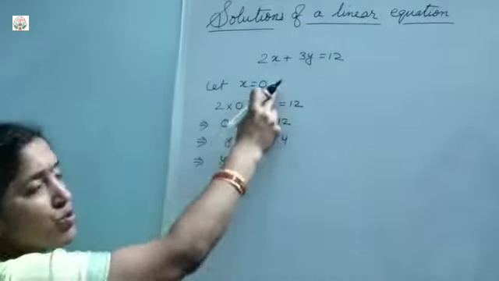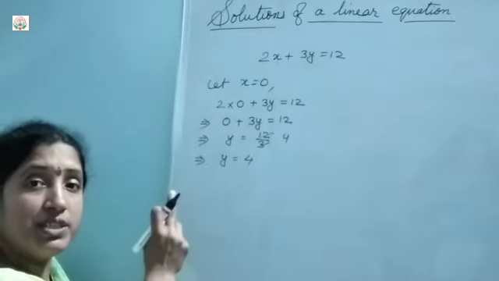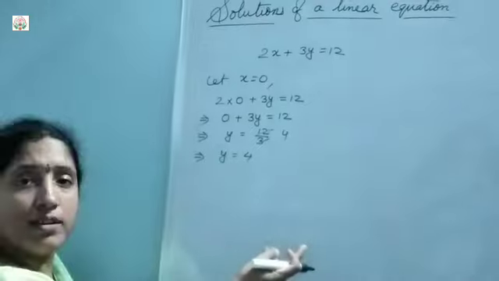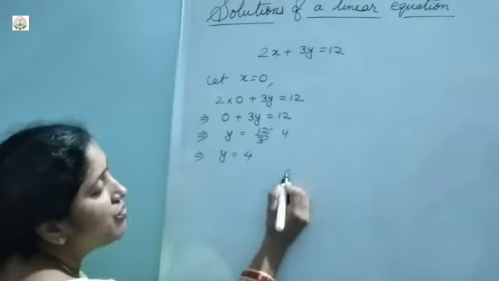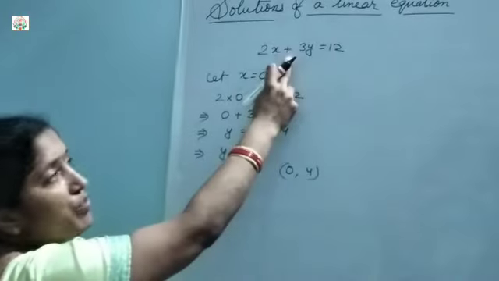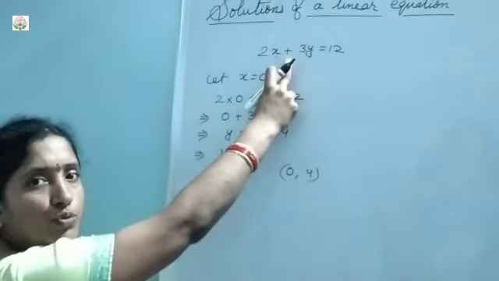So what will be my solution? Already we have seen in coordinate geometry, first the x value we used to write and then the y value. So here one solution is (0, 4). This is one of the solutions for this linear equation.